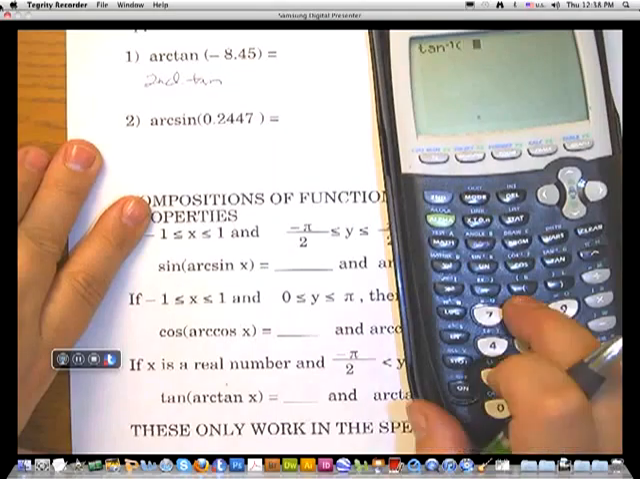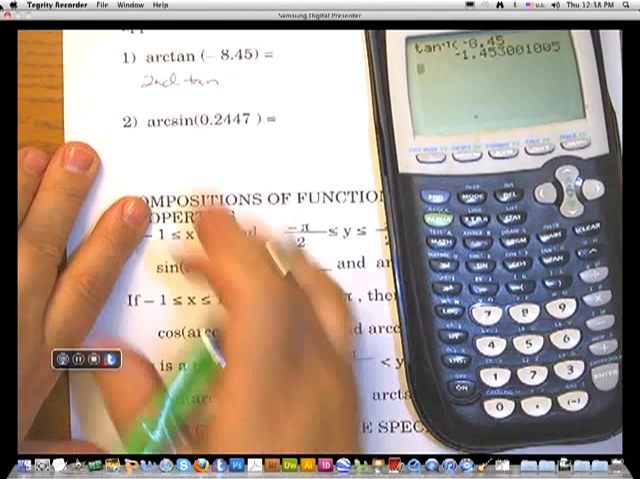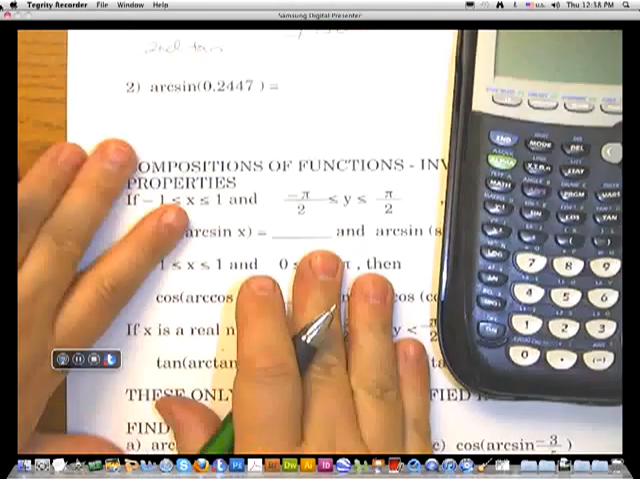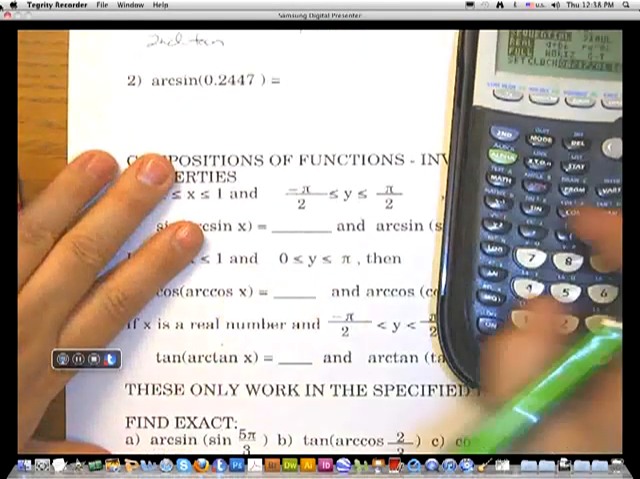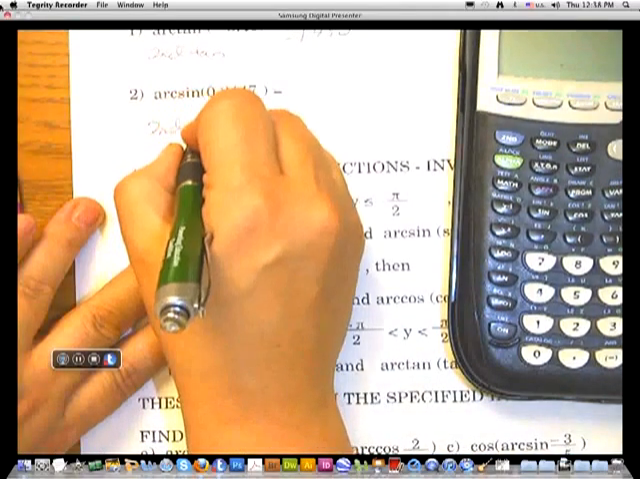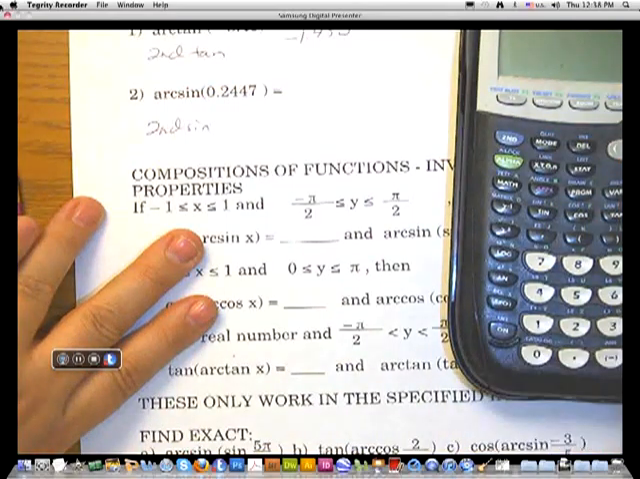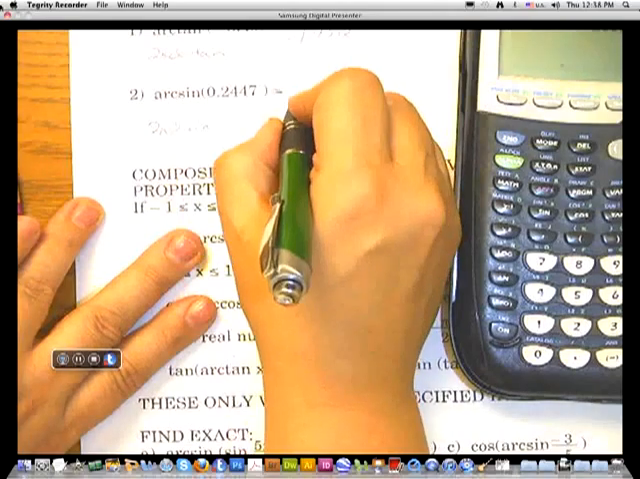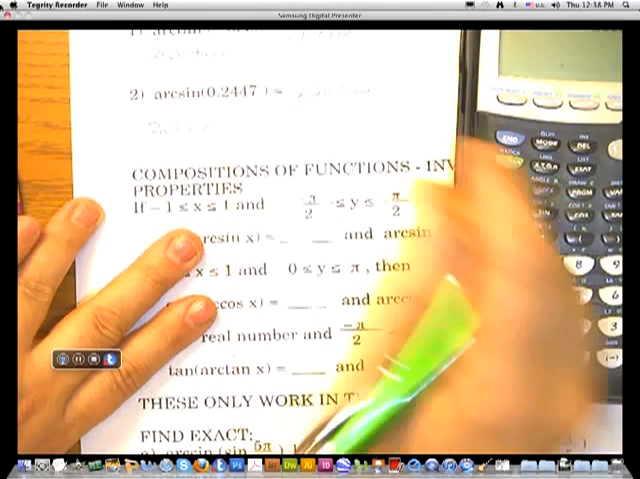Second tangent, negative 8.45. We get negative 1.453. Make sure you're in the right mode. You have to be in radian mode there. And then second sine, so 0.2447, you should get 0.2472.